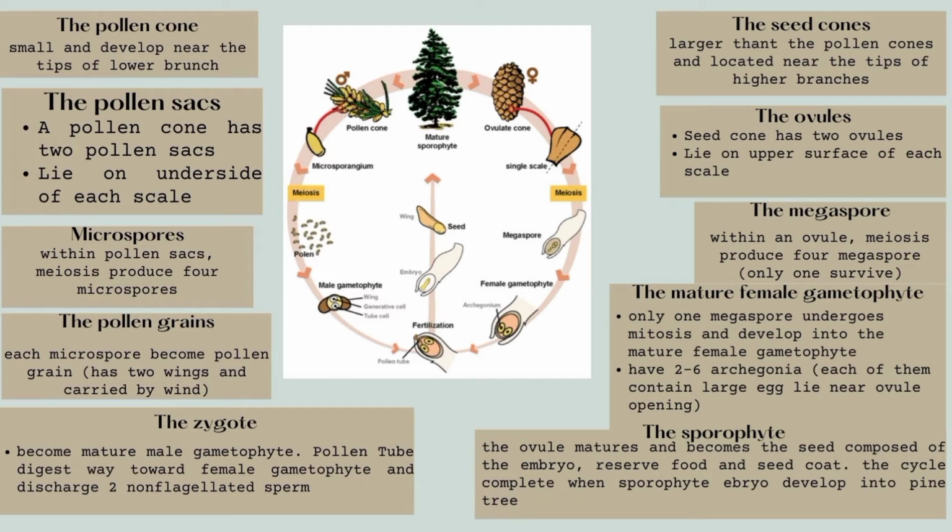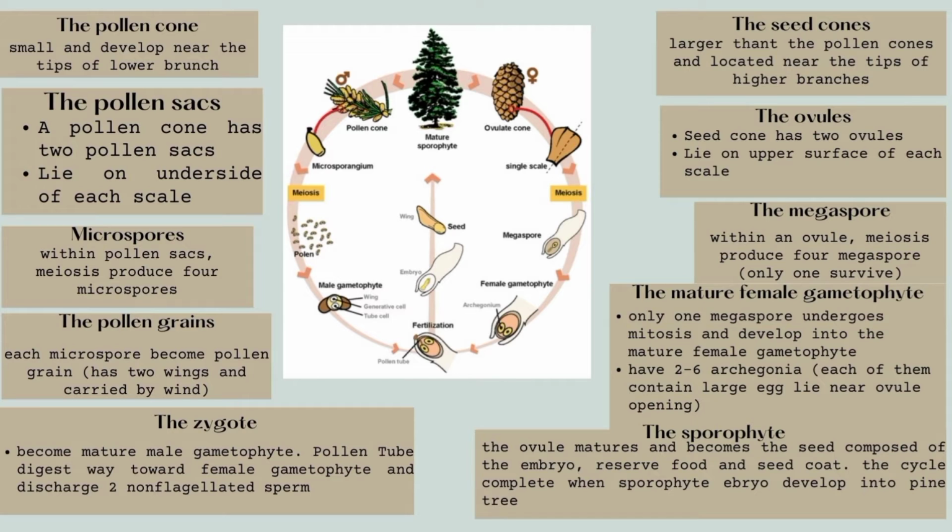Within the pollen sacs, meiosis will produce 4 microspores. Each microspore will become a pollen grain that has 2 wings and is carried by wind. Then it will become a mature male gametophyte. The pollen tube digests its way toward the female gametophyte and discharges 2 non-flagellated sperm. So let's go to the female reproductive.